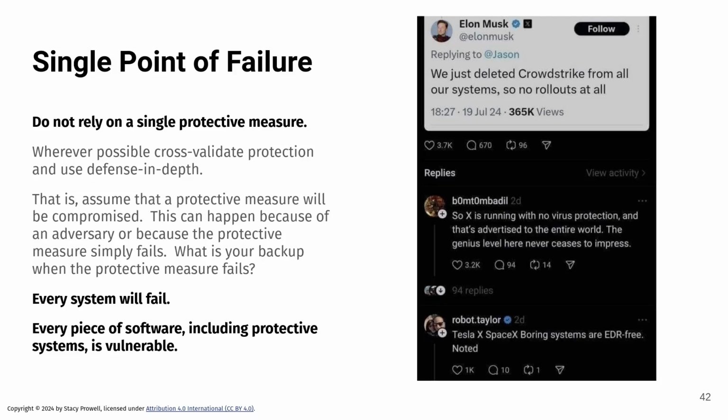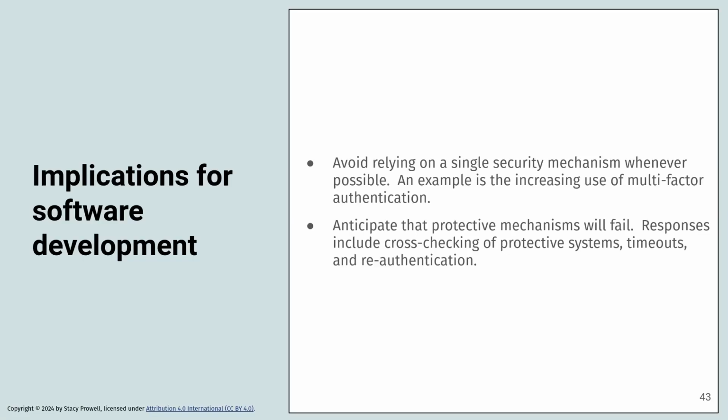Assume that they can fail. Yeah, every system fails, right? Every system you put together fails, right? Every piece of software, hardware, personnel is ultimately vulnerable and can fail. And so you need to have a collection of these that work together to secure whatever it is you want to secure. Implications? Well, avoid relying on a single security mechanism whenever possible. For example, increasing use of multi-factor authentication is an example of that.